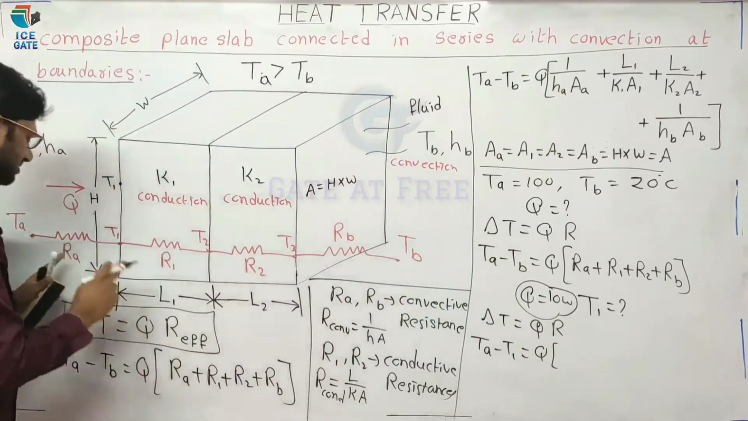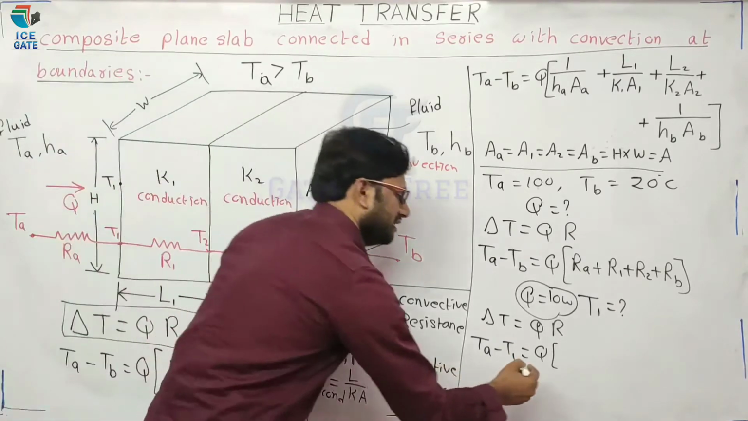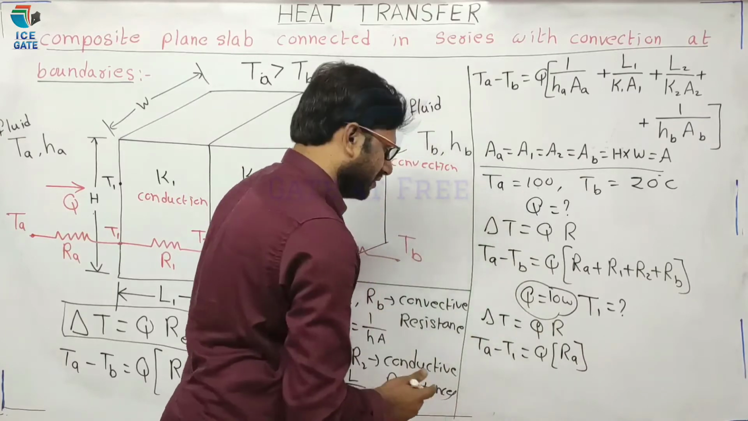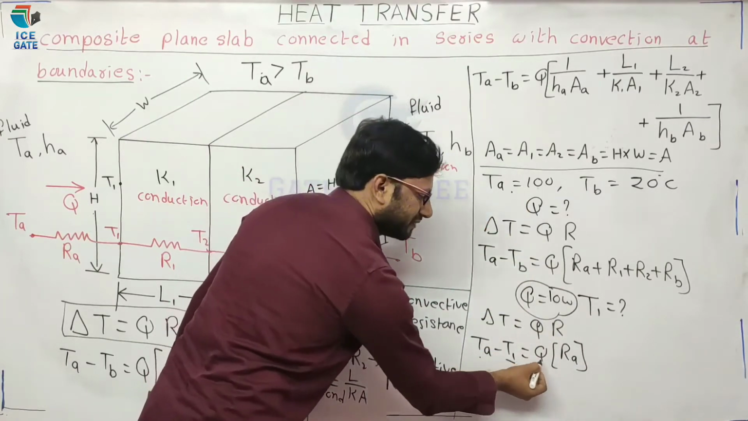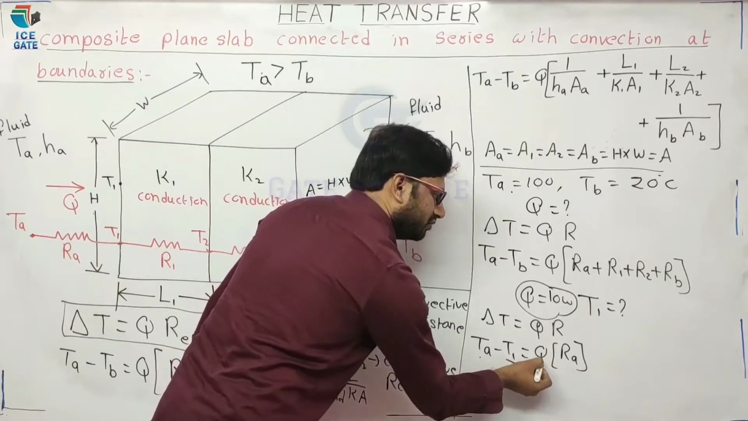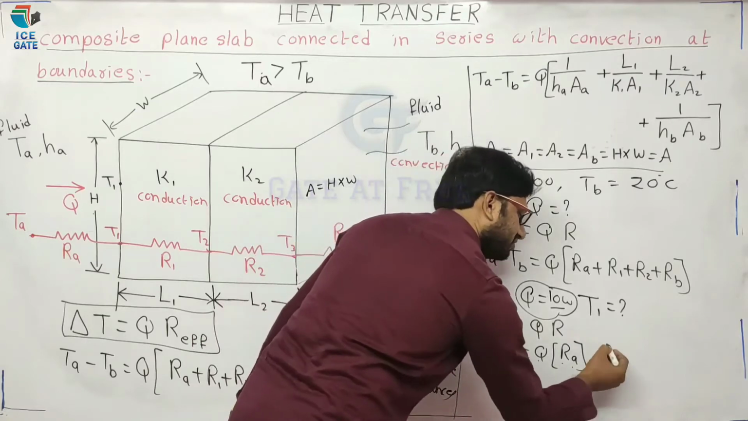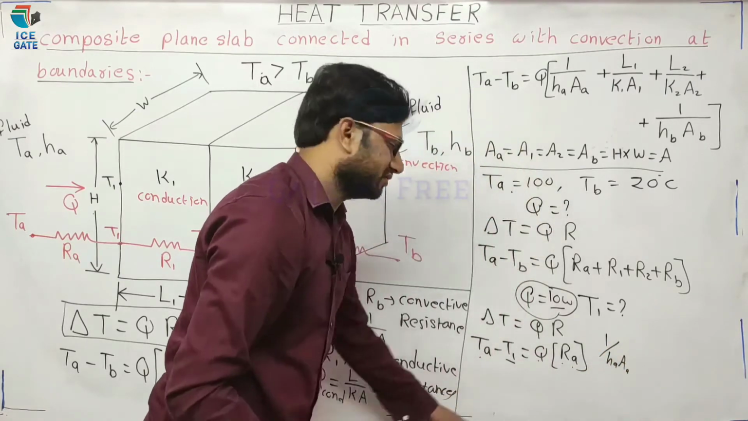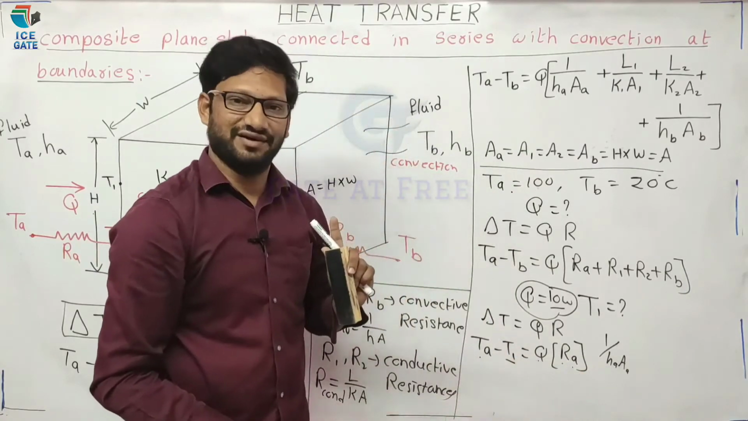In between T and T1. Now what is the resistance in between T and T1? RA. Only we have to take RA. That's it. Now we know TA value. We have to find out T1. Q is known, 10 watts, and RA. What is RA? Convective resistance, 1 divided by H suffix A into area. Now these are given values. Now from this equation find out T1.